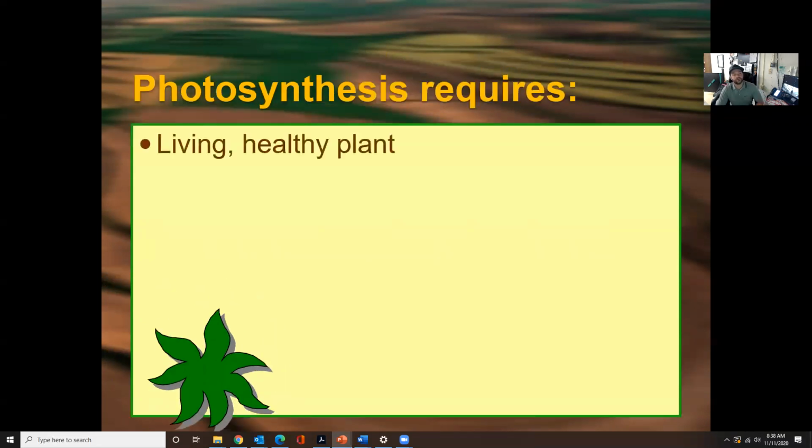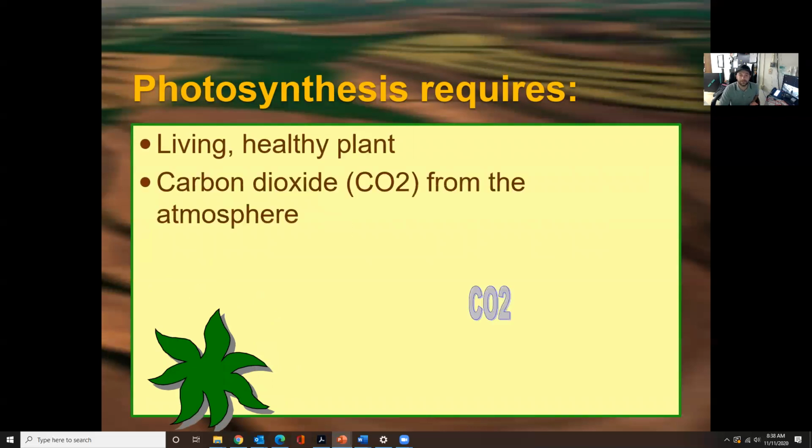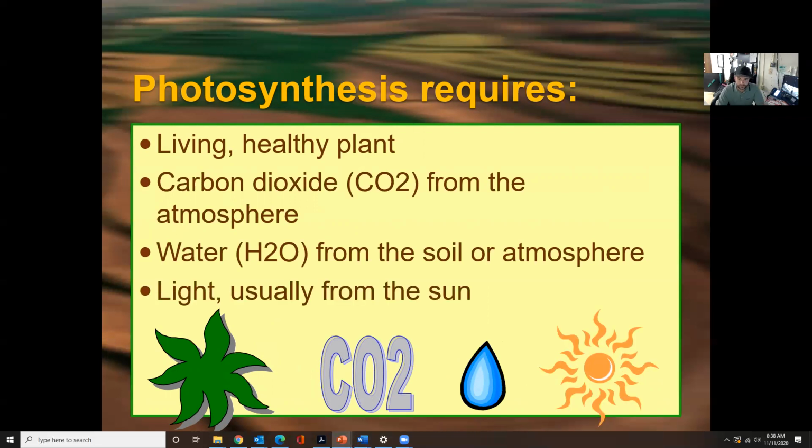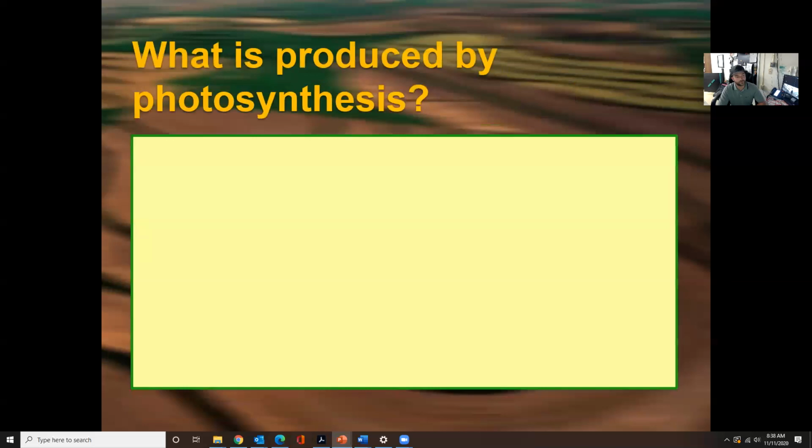So what does it require? It requires a living, healthy plant. Carbon dioxide from the atmosphere and also from what we breathe out. Water from the soil or atmosphere. So whatever water is currently contained in the soil or from whenever it rains, or even if we water it manually. And light, usually from the sun or lighting that we have in our classrooms, in a greenhouse, or some kind of artificial light source.